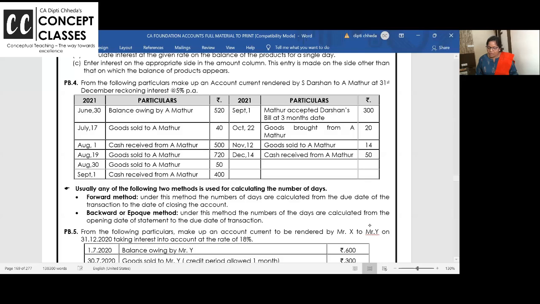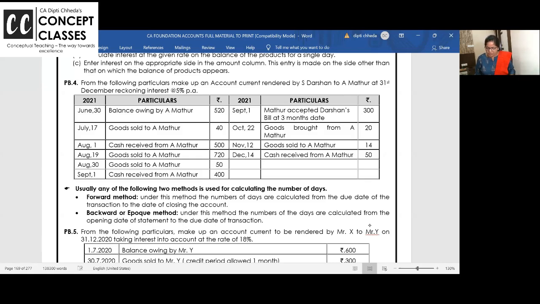Okay. Chalo, problem number 4 we are doing right now. It's the same problem. You have to prepare the ledger. Following are the account current rendered by S. Darshan to A. Mathur. So A. Mathur's account you have to prepare. Okay. Answer kitna hai? Anyone has calculated the interest? If you say just the interest also, it's enough.